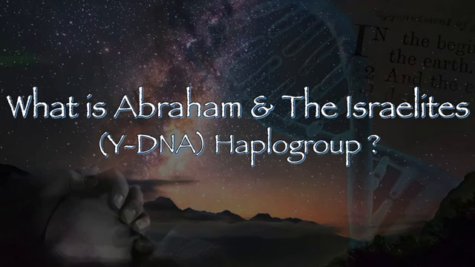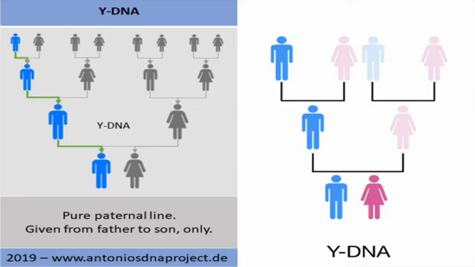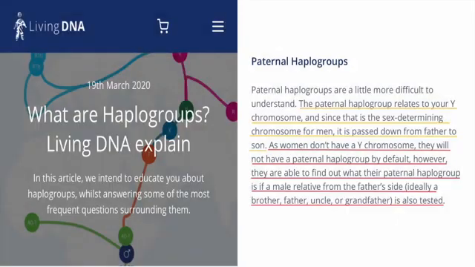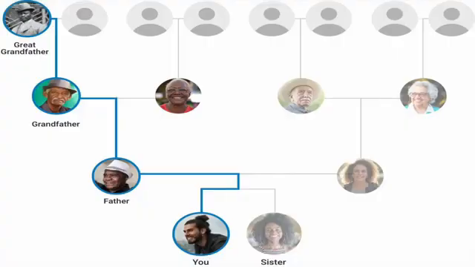With that being said, what is a Y DNA haplogroup? A Y chromosome is passed down from father to son. According to livingdna.com, titled "What are haplogroups?" it reads, "The paternal haplogroup relates to your Y chromosome, and since that is a sex-determining chromosome for men, it is passed down from father to son." This is the perfect tool to use when trying to determine paternal lineages. Therefore, if we're looking for the Y DNA of Abraham and his descendants, we have to use haplogroups.